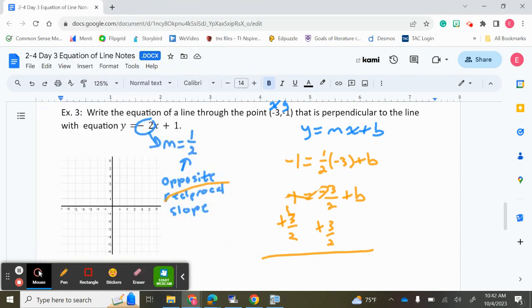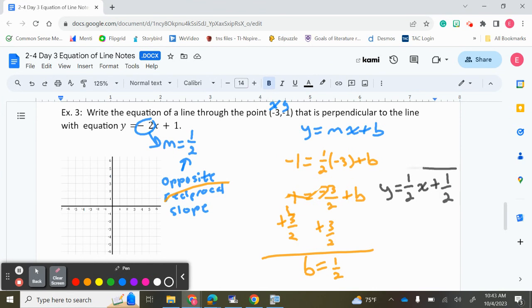So this is telling me that b is equal to 1/2. So my equation here is going to be y equals 1/2 x plus 1/2. Now, what if I need to graph this? It's kind of weird, right? Starting at 1/2. It's not too bad though when you think about it.